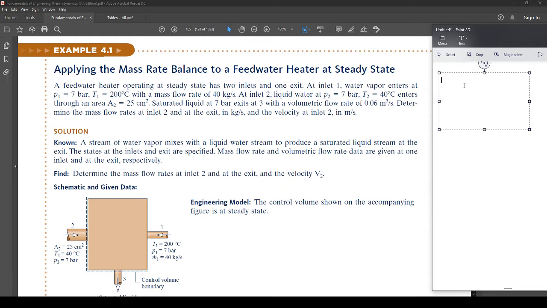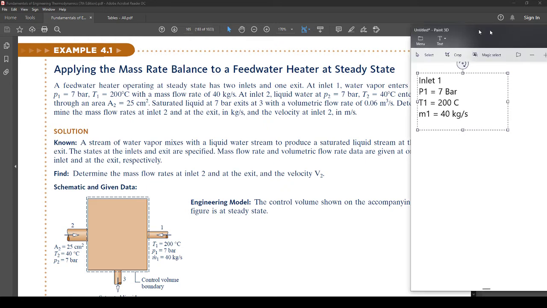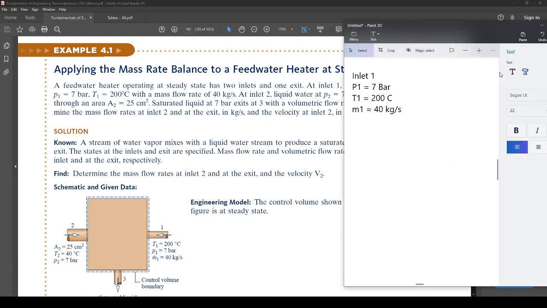So let's talk about inlet 1. What do we know about inlet 1? It says water vapor enters at P1 is 7 bar. So we have pressure 1 is 7 bar, and we have T1 is 200 C, right? And it says with a mass flow rate, so they've given us m1 is equal to 40 kilograms a second. Very helpful.